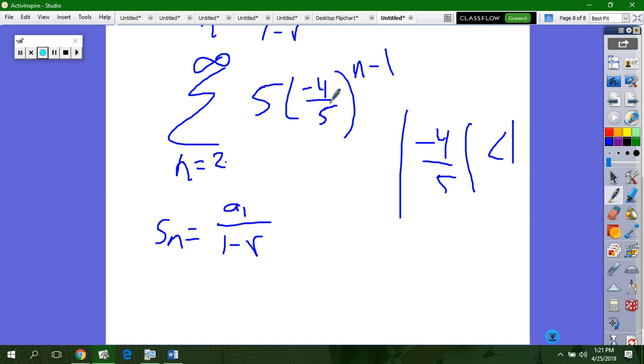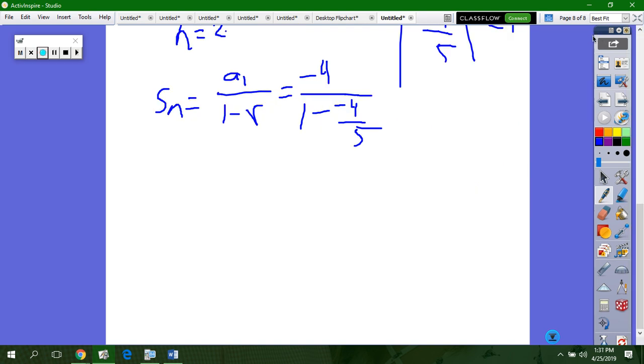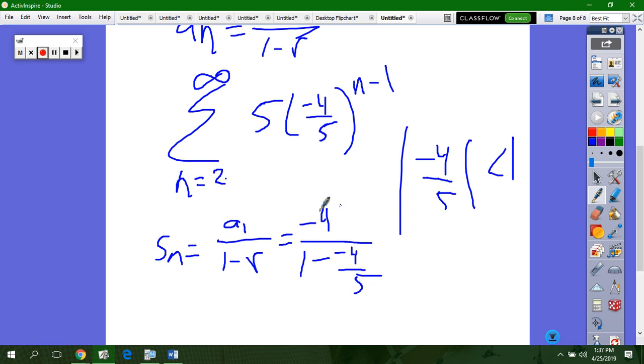So I'm going to plug 2 in. 2 minus 1, 1. Negative 4/5 to the first power is negative 4/5. Negative 4/5 times 5, negative 4, over 1 minus negative 4/5. Want me to go back up? No problem. So if I plug in 2, because I start with 2, with me? So 2 minus 1, negative 4/5 to the first power, negative 4/5. Negative 4/5 times 5, that's negative 4. Answer your question?